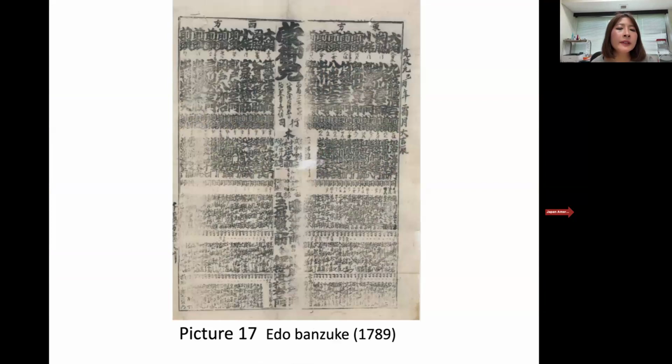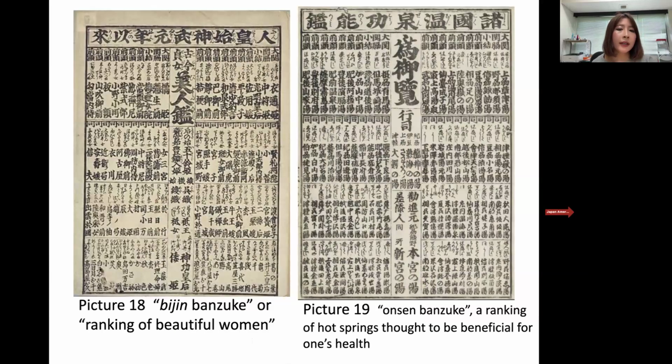By the end of the 17th century, sumo was officially recognized by the shogunate government, and ranking lists known as banzuke were created. Picture 17 shows an Edo banzuke, the ranking list. Although banzuke were originally a list for ranking wrestlers, this format of ranking soon spread to a variety of other fields. Here's another quiz. What is this ranking?